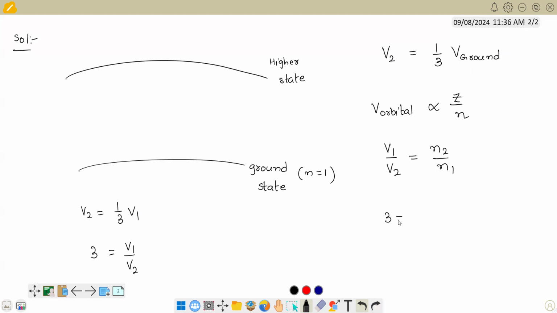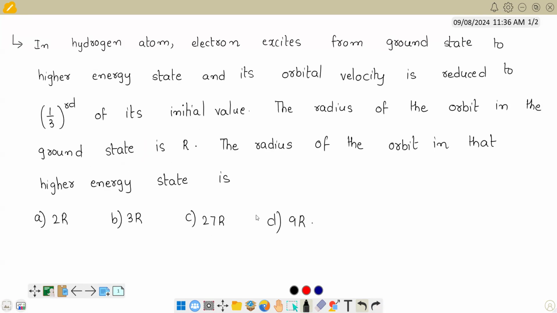I will substitute here: 3 equals n2 by 1. And we get n2 equals 3. So we got the value of this higher excited state, which is 3. So the electron is exciting from the ground state to the state 3. The next thing we need to find is the radius of this state.